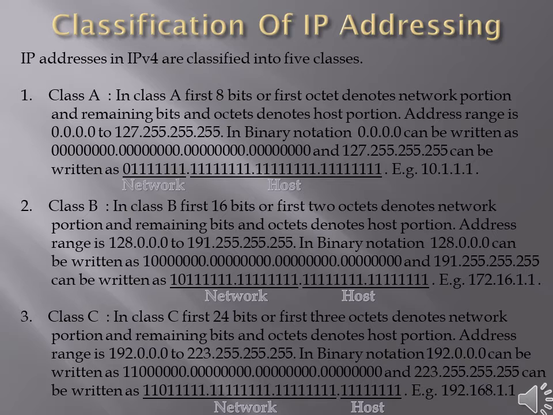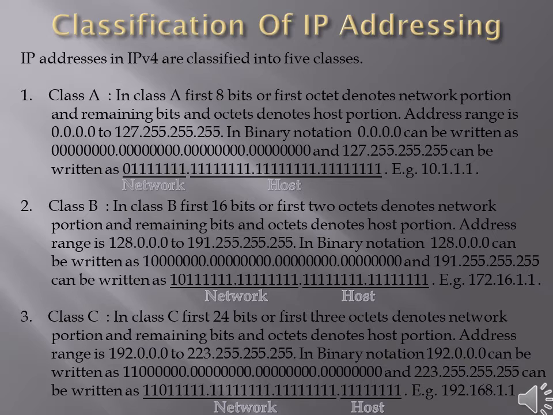In binary notation, 128.0.0.0 can be written as 10000000 in the first octet and all zeros in the remaining 3 octets. And 191.255.255.255 can be written as 10111111 in the first octet and all ones in the remaining 3 octets. Example of Class B is 172.16.1.1.